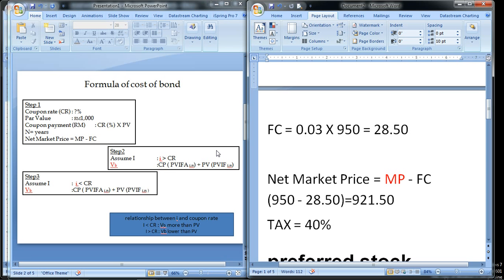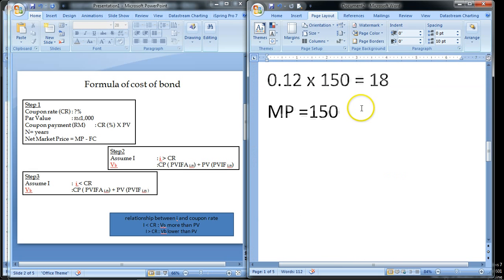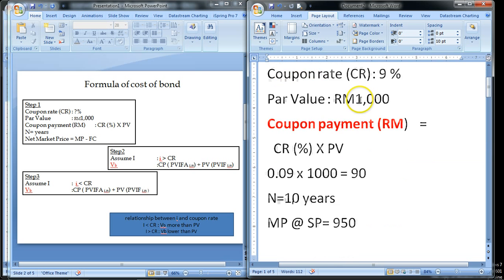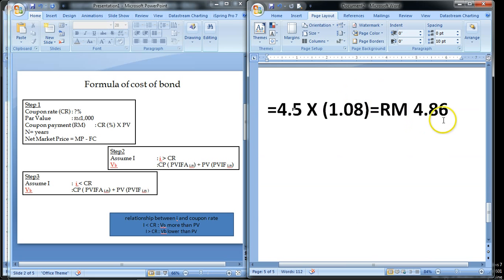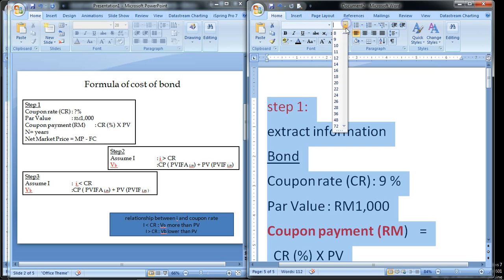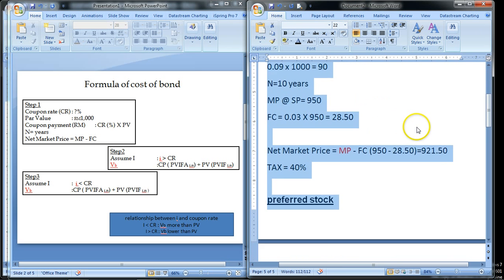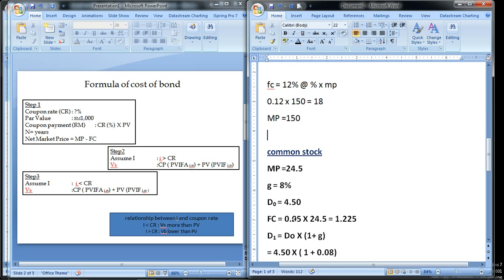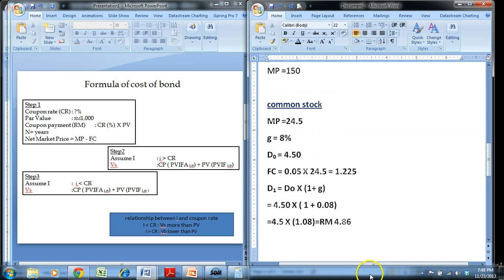Okay, now we have extracted all the information, based on our previous video. We have all the information for the bond. Next, we have preferred stock and common stock. So this is all the information that we have: preferred stock and common stock. Everything is clear. Good. Okay, class.